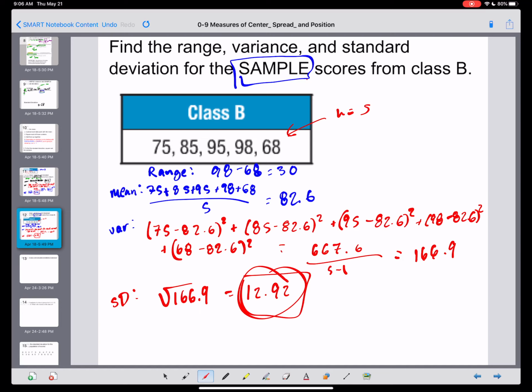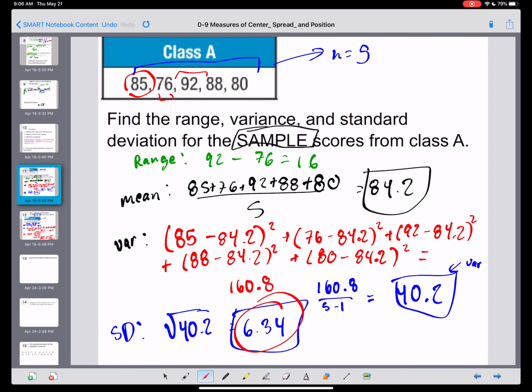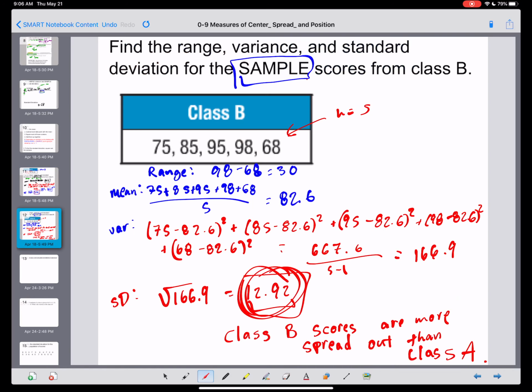What does that mean? Well, because this standard deviation, 12.92, is bigger, class B scores are more spread out than class A. And that's coming from the fact that, like I said, class A's standard deviation is 6.34. Class B has a bigger standard deviation, so that means the numbers are more spread apart.